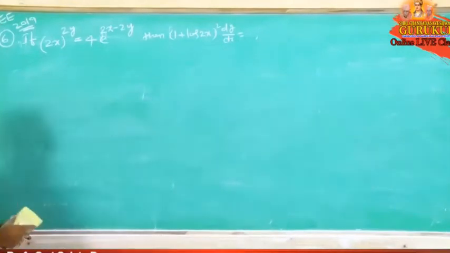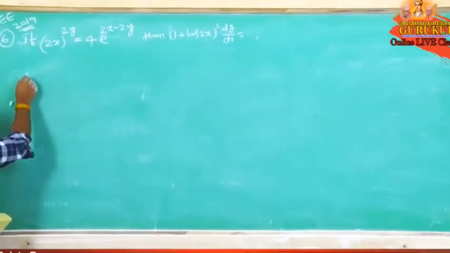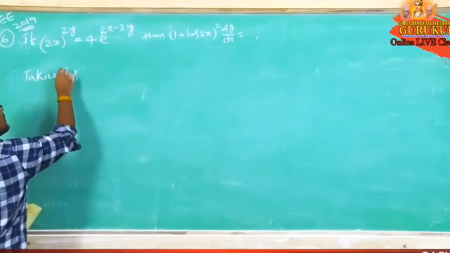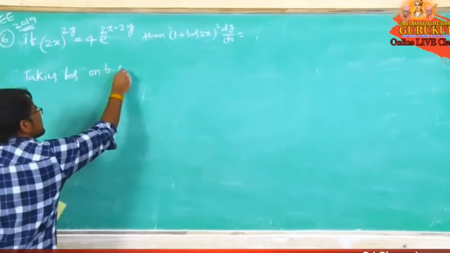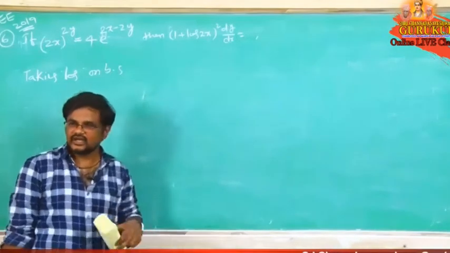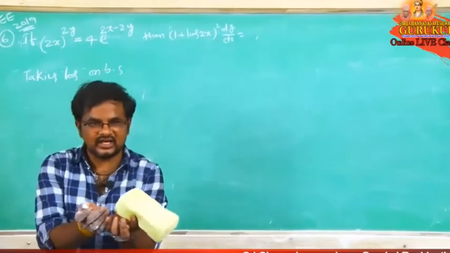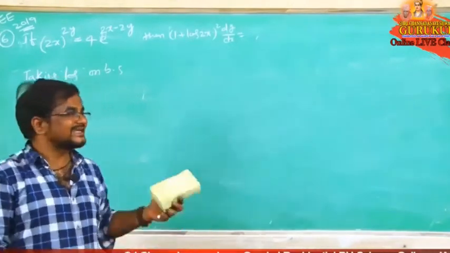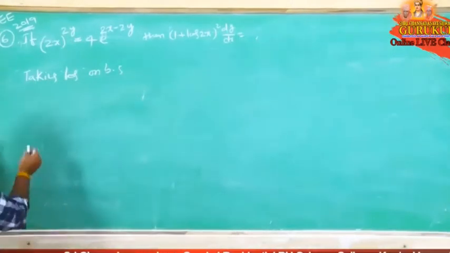Same thing. What we have to do? Taking log on both the sides. First we have to take the log on both the sides, then we have to simplify the function, then we have to do the differentiation to get easily dy by dx.